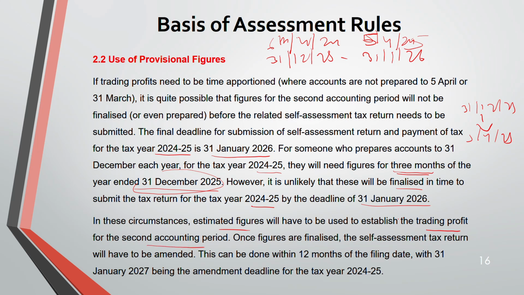So once the figures are finalized, remember the self-assessment tax return, you have to amend it. It will change. And you can do this change within 12 months of the filing date. That is by 31st Jan 2027. Because this is the amendment deadline for the tax year 24-25. Remember these deadlines and the dates of filing, very important.